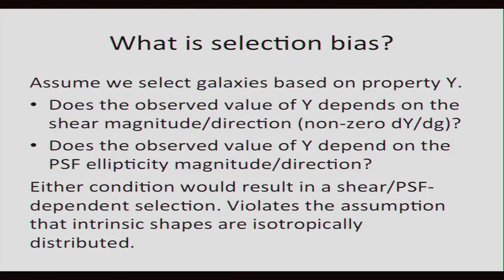Okay, so you could imagine, for example, that because of your selection, galaxies that are aligned with the shear are brought into the sample, and galaxies that are perpendicular to it are not. You've created a population of galaxies that is only there because they align with the shear. And that violates one of those basic assumptions from the very beginning, that the intrinsic shapes and the shear are not correlated in some way. Or if the observed value of this property depends on the PSF ellipticity direction, maybe you always select things that align with the PSF ellipticity, so that creates a different kind of coherent correlation across your field. So selection bias is effectively our cutting on some property that correlates with the shear or the PSF direction and leads to a violation of the assumption that intrinsic shapes are isotropically distributed.